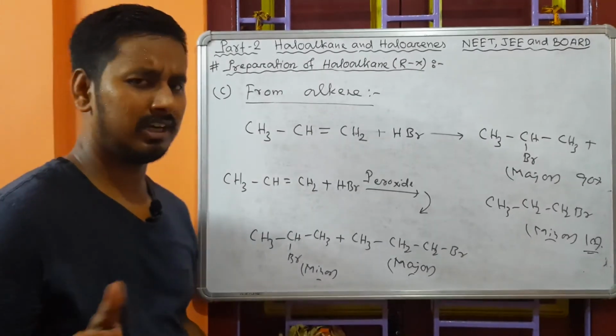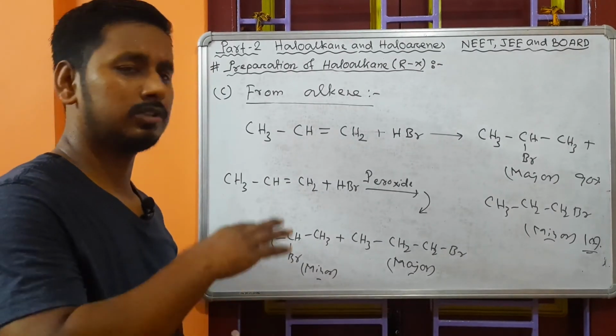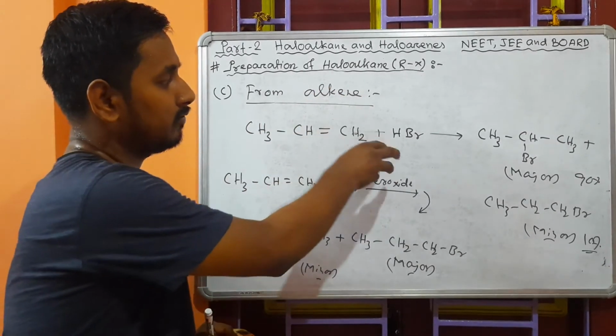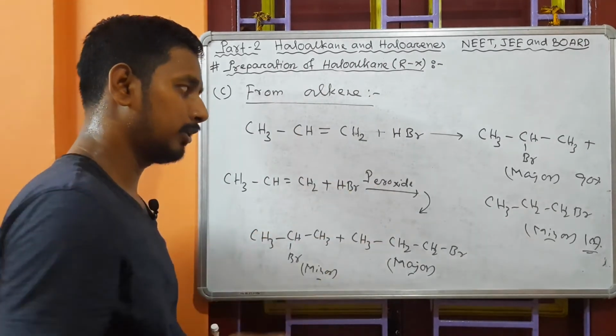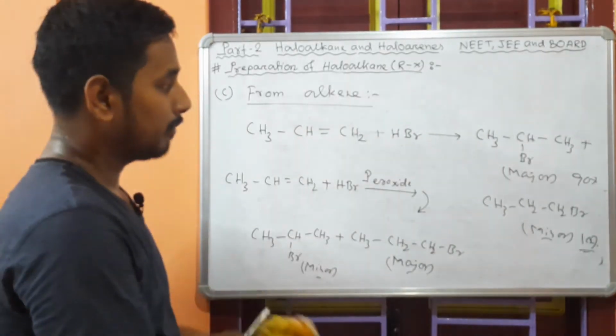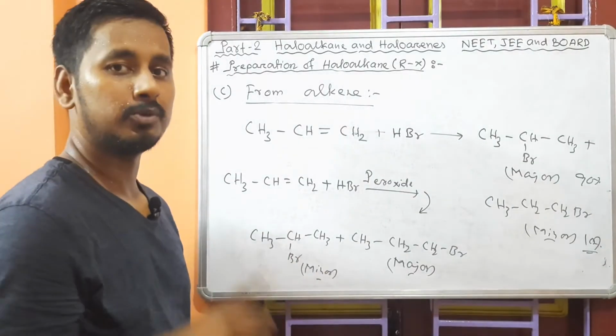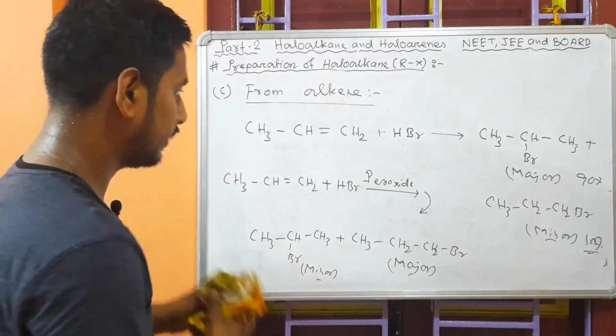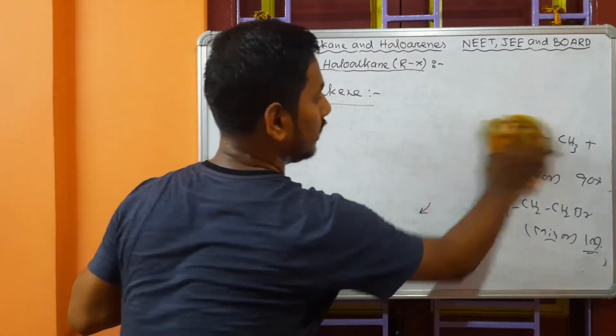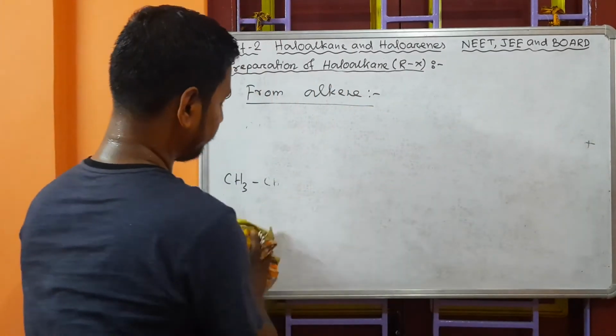For the case of symmetrical, it is very simple. You can give the negative part of the halogen acid to any one of the carbon atoms, which is symmetrical. Okay, but in the case of unsymmetrical, you have to remember the Markovnikov and anti-Markovnikov rule. Okay, next one is also important.